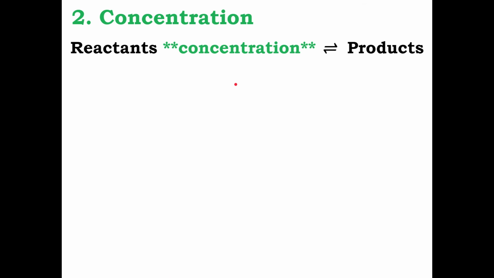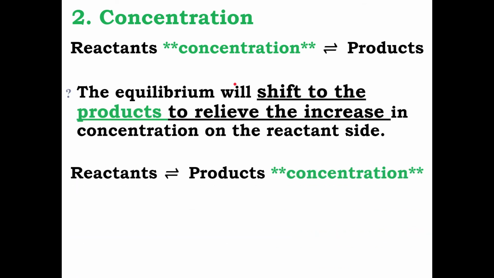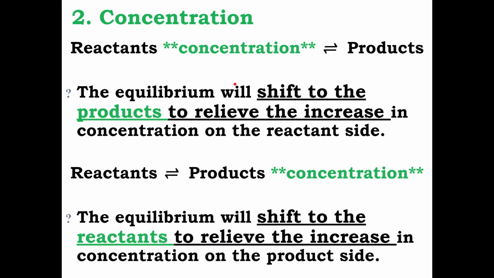The next one is concentration. Again, the underlined stuff is what you're going to be really looking at for the answers for those notes. So concentration. If the reactants have a higher concentration than the products, the equilibrium will shift to the product side to relieve the increase in concentration of the reactant side. The opposite will happen if you have more concentration of the products. The equilibrium will shift to the reactant side to relieve the increase in concentration of the products.